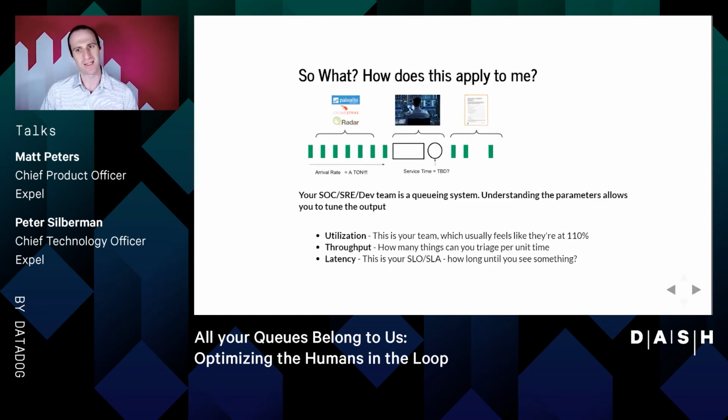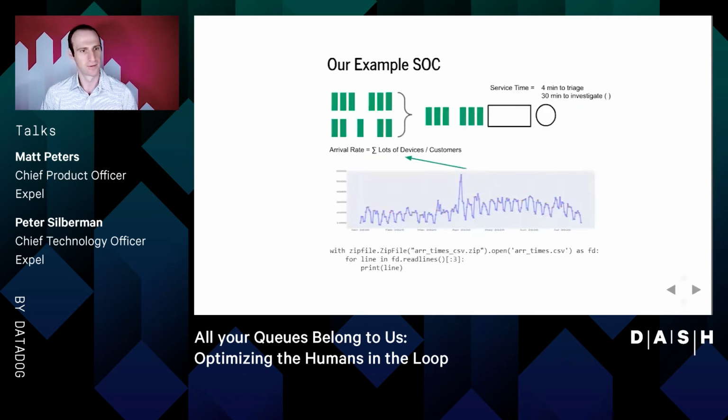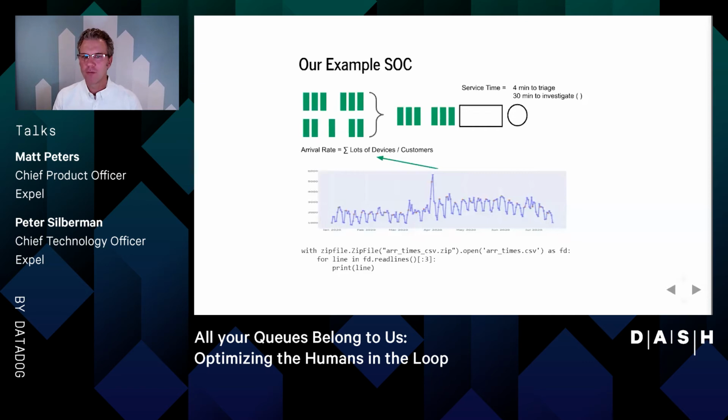In each of these cases, this kind of modeling can help us understand this really intricate dance between utilization, which is how your team is feeling, throughput, which is how much work you're getting done at a gross level, and latency, which is the SLO your team is trying to meet. And so now we're going to move to more specific examples with a SOC. So for the rest of this talk, we're going to talk over the SOC that we built here at Expel, including the optimizations we've done and how that's impacted our work.